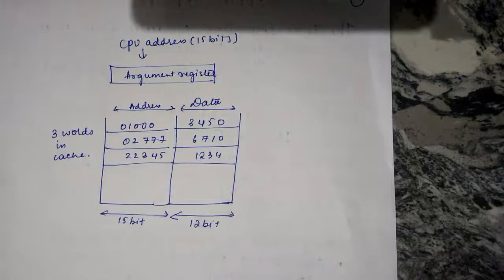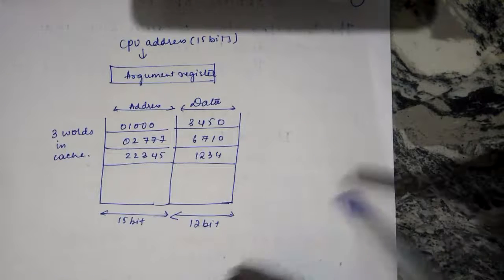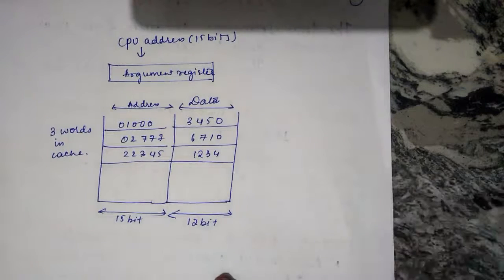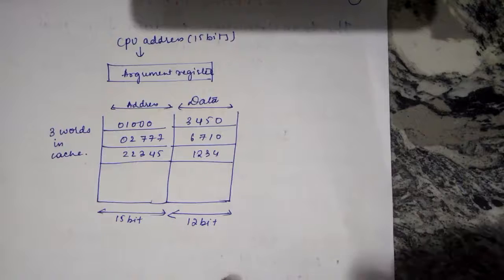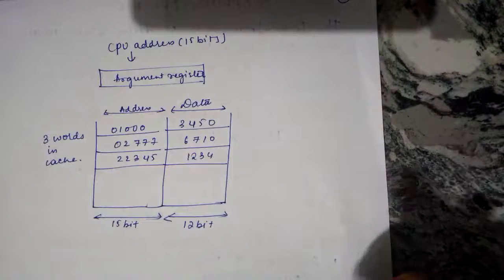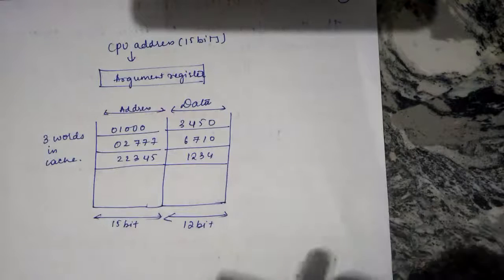The drawback of associative mapping is that associative memories are expensive when compared to random access memory.